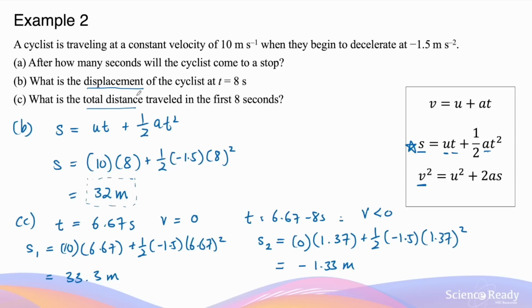However, the question in part C is asking for the total distance, which is a scalar quantity. To find the distance traveled, we need to add the absolute value of both displacements. So the distance is equal to 33.3 plus the positive value of this displacement value, which is 1.33. So this gives us roughly an answer of 34.67 meters. That is the total distance traveled by the cyclist in the first 8 seconds.